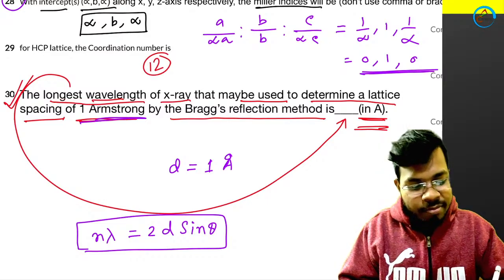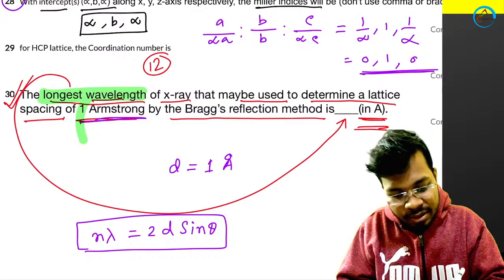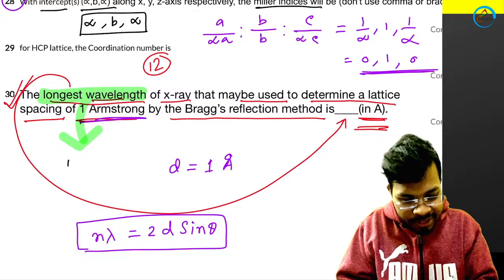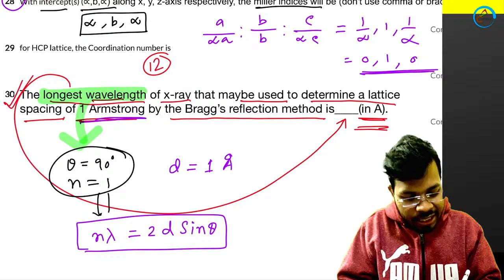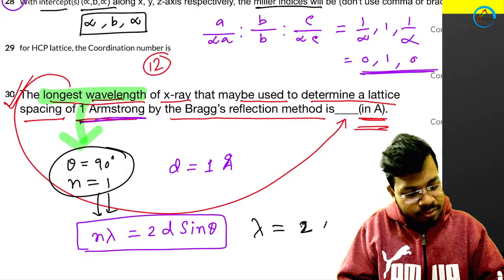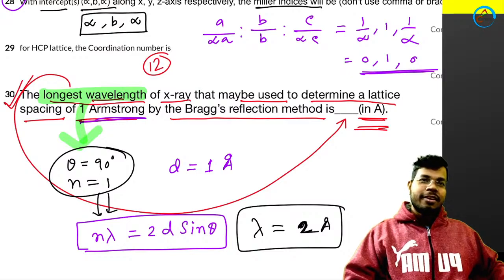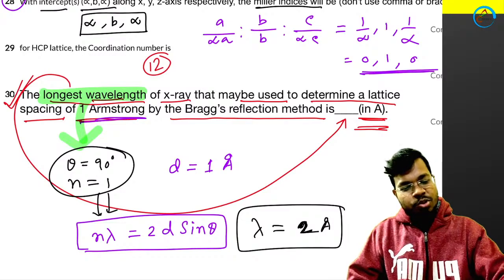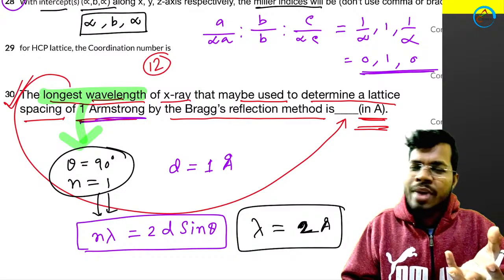For the longest wavelength, remember, what happens? Theta becomes 90 degrees and the order n becomes 1. Put these values and you will get lambda equals 2 Angstrom. Simple. Yes, Prayojit, lambda becomes 2 Angstrom. So that's all about these 30 questions on MCQ, MSQ and NAT type questions.